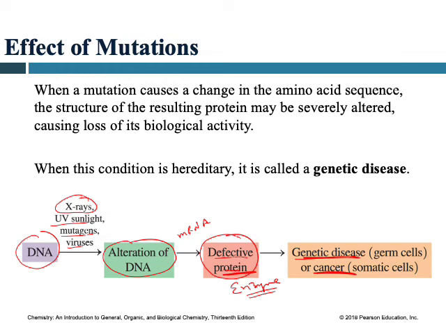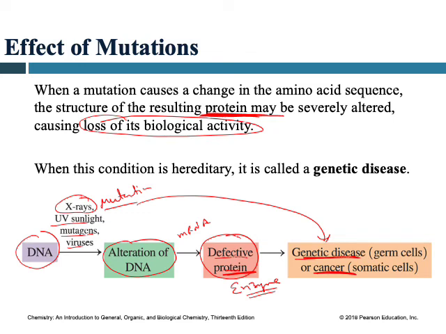Right. So ultimately, if you have mutation, you can have genetic disease or cancer. Right. It also says the protein that you may be forming through a mutated DNA may lose its biological activity. If the protein enzymes are not active, you're not carrying out that reaction that is important for the body, and because of this you might have some disease.